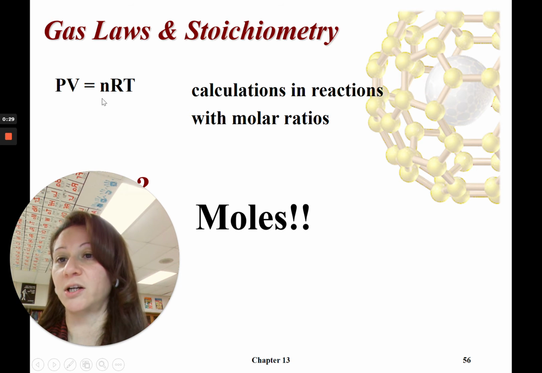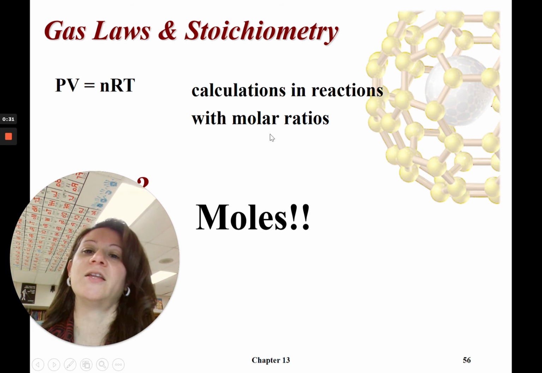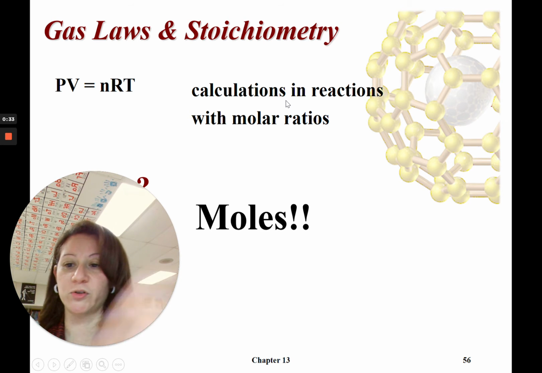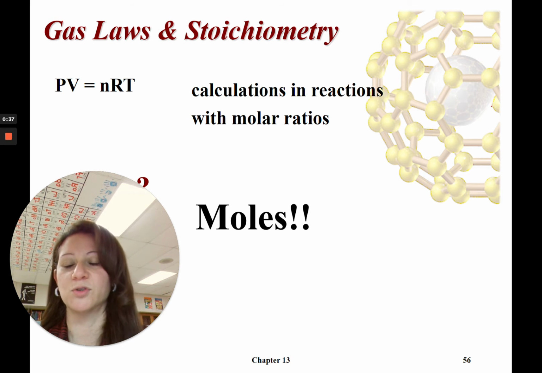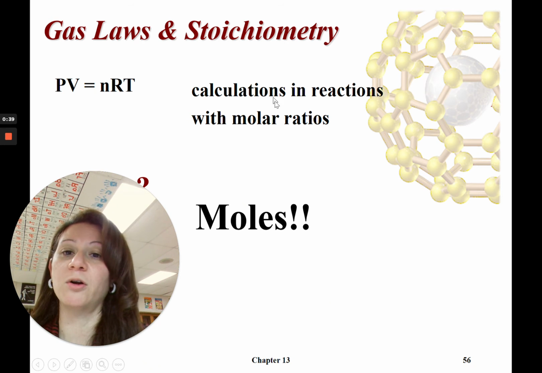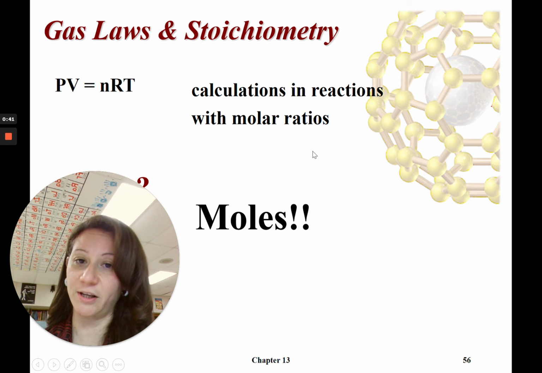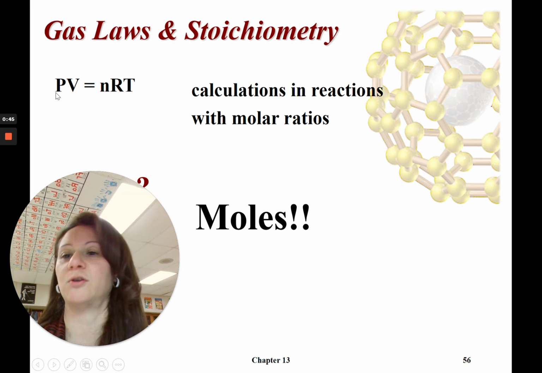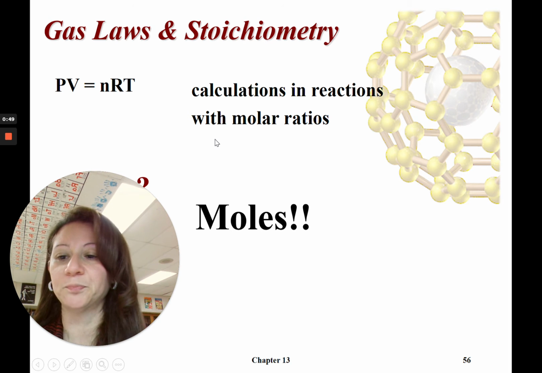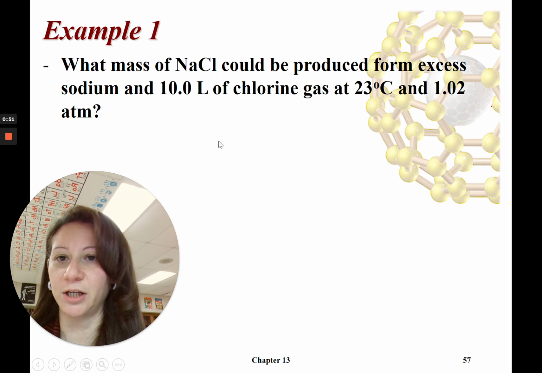So one of two things. Either we're going to use PV equals nRT to find moles of a gas, and then use stoich to find moles of a different substance, and then something about it like grams or atoms. Or we are going to use stoich to find moles of a gas, and then plug it into PV equals nRT to find either the pressure, the volume, or the temperature. So let's try the first example here.